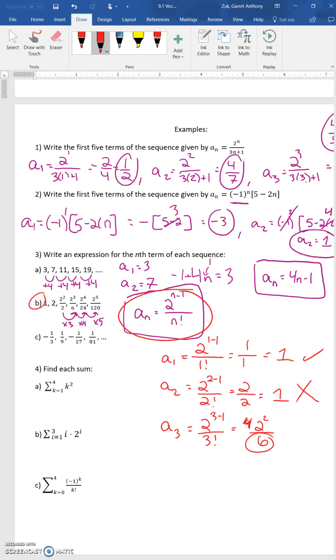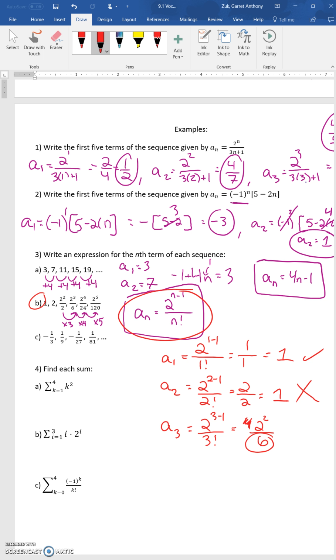So let's do some erasing here. How can I fix my rule? Let's go purple. Again, I want to shift that factorial one to the left. So instead of n, let's use n minus 1 factorial here. That would change a sub 1 to 0 factorial, and 0 factorial is still 1, so the first one still works.